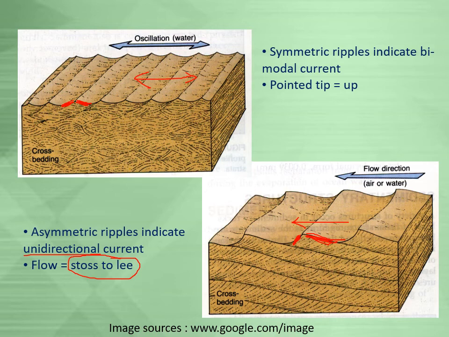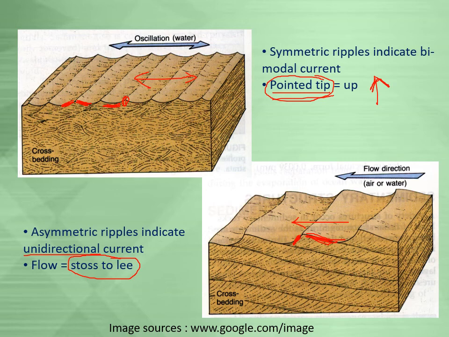The usefulness of this kind of wave ripple is its pointed tip, that is the crest point. You can see the crest point is sharply pointed, whereas the trough points are broadly rounded. So this pointed crest point always indicates the stratigraphic top direction. From this pointed crest point, we can say which direction is up in the stratigraphic column, from the rock record.